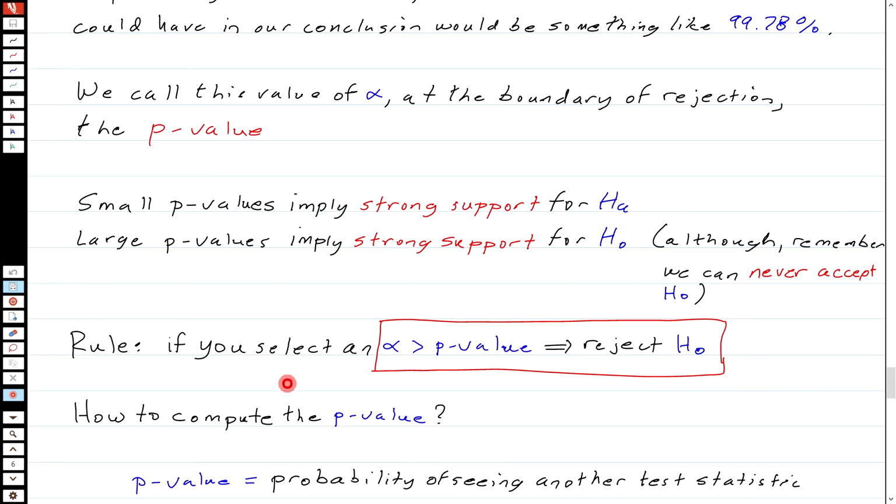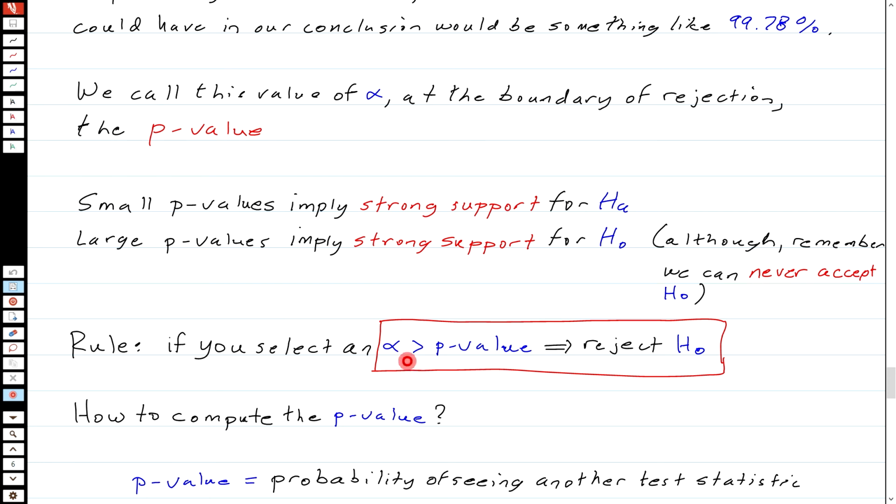And the rule is this: if you select an alpha value that exceeds the p-value, then you reject H naught. So one way of proceeding with these tests is to just compute a p-value, report that, and let whoever is doing the decision making decide on an alpha value.